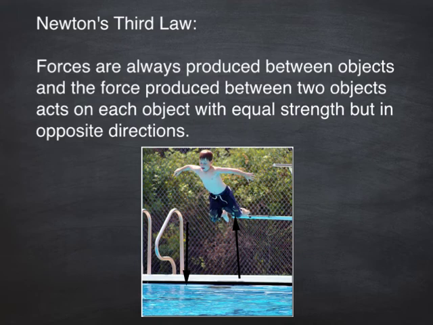Where it is noticeable is in cases like firing a gun. The recoil of the gun, which moves backwards as the bullet moves forwards, that's due to Newton's third law. Another example is astronauts in space have to be tethered down. They have to use handholds and footholds when they're working.